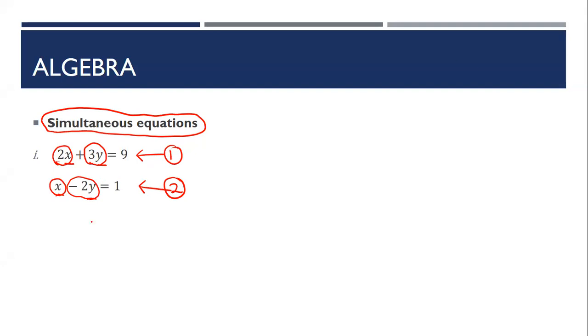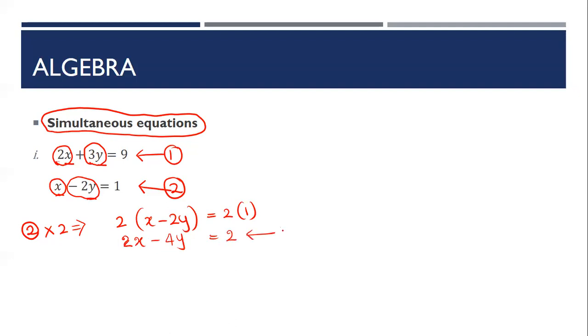So I take the second equation and multiply it by 2. So I can write 2x minus 2y, and 2 into 1. So I multiply both sides by 2. After removing the brackets, you can write 2x minus 4y is equal to 2. So this is my third equation.